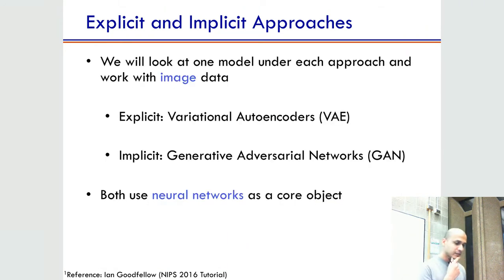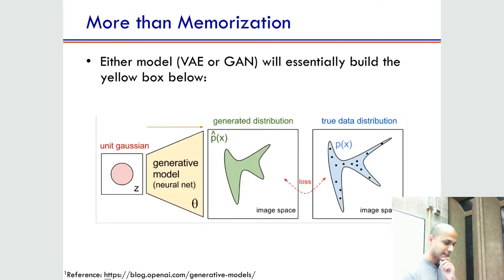So as I said, we'll start with VAEs and then look at GANs. And why did we pick these two? Because of course there's going to be some neural networks involved. So let's get started.